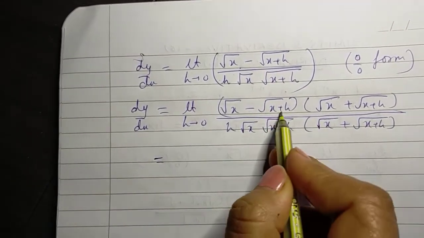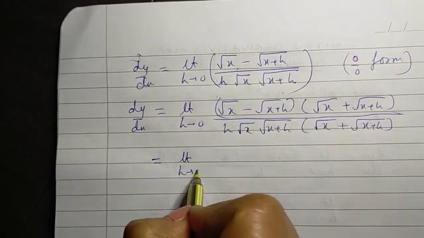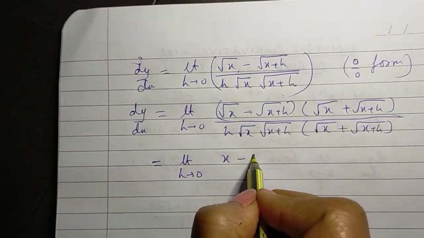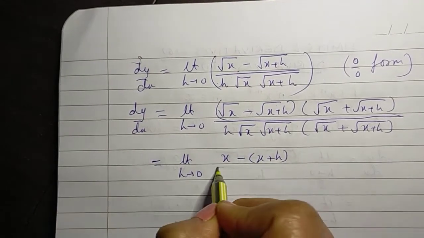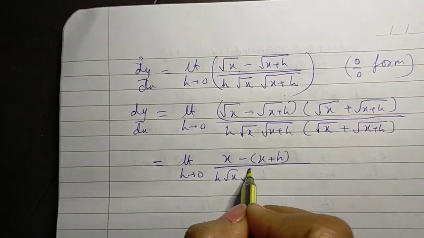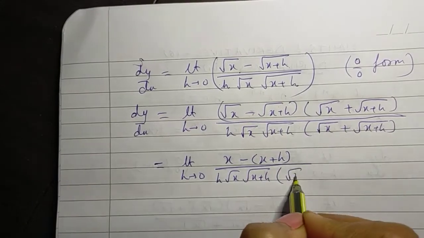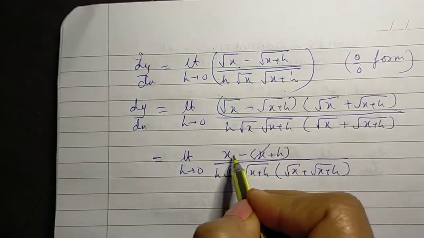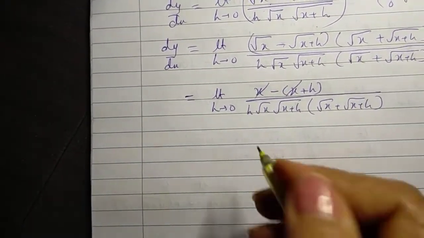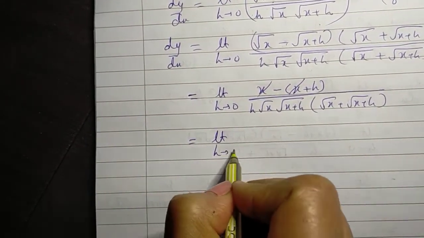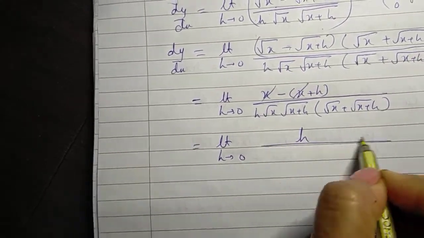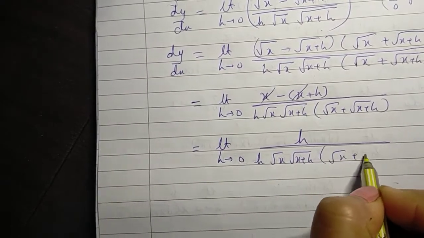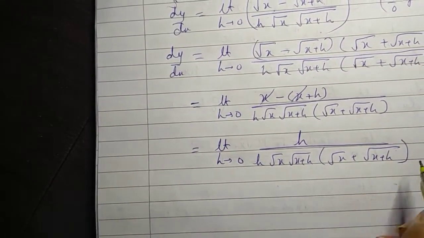Now again, applying the a squared minus b squared property, the square root terms in the numerator get removed, so we get x minus (x plus h) upon, this gets carried down as it is without a change, root x plus h. x and x get cancelled and we are left with limit h tending to 0, h upon h times root x plus h root x plus h.